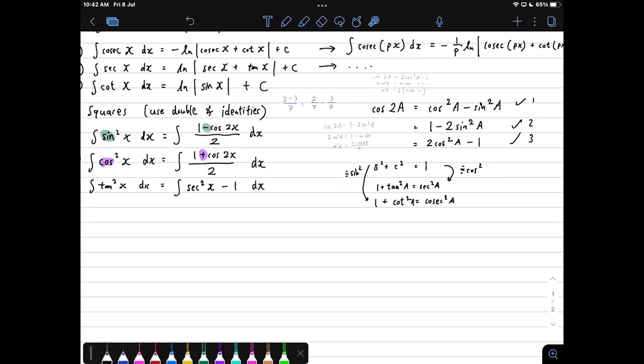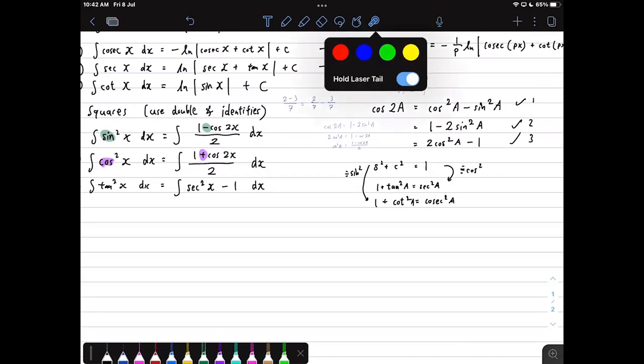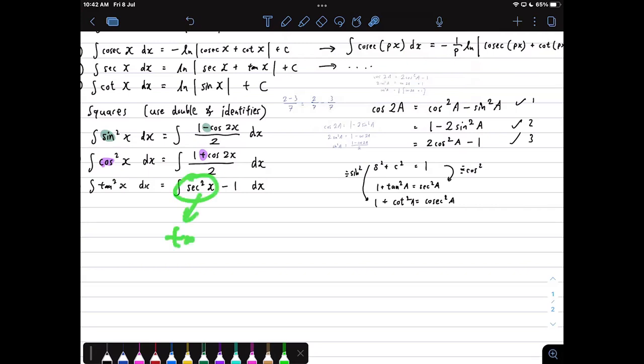Differentiate what gives you secant square? Is it in the MF26? I don't think so. No. Differentiate sine, you get cosine. Differentiate cosine, you get negative sine. Differentiate tangent, you get secant square. Yes, it's not in the formula list. Differentiate tangent, get secant square. Must memorize. And then you need to know the integral of secant square, you just get tangent x.